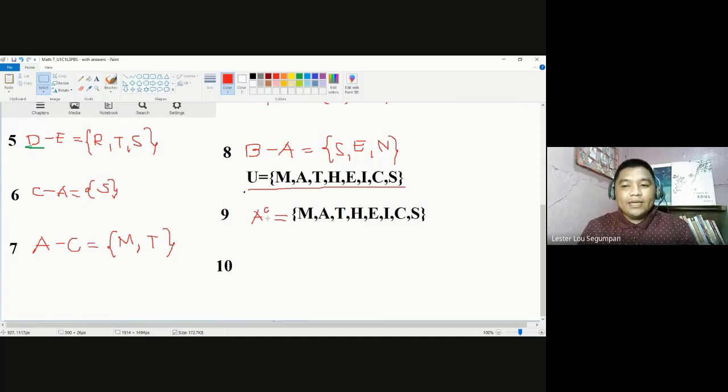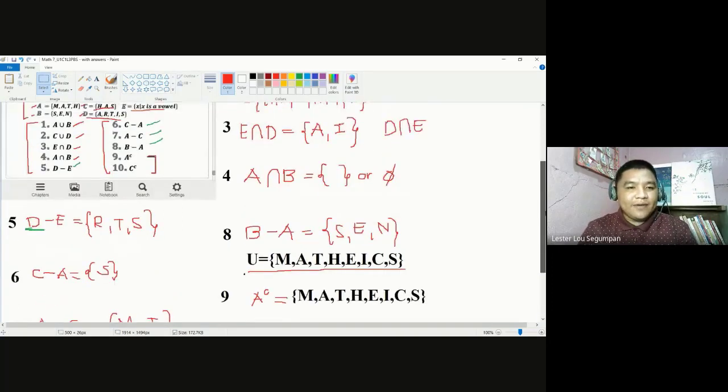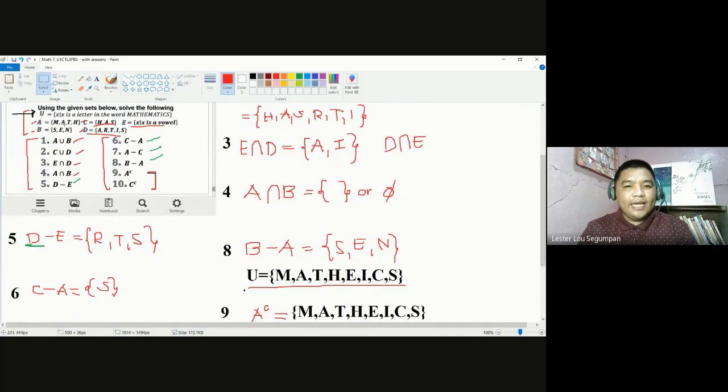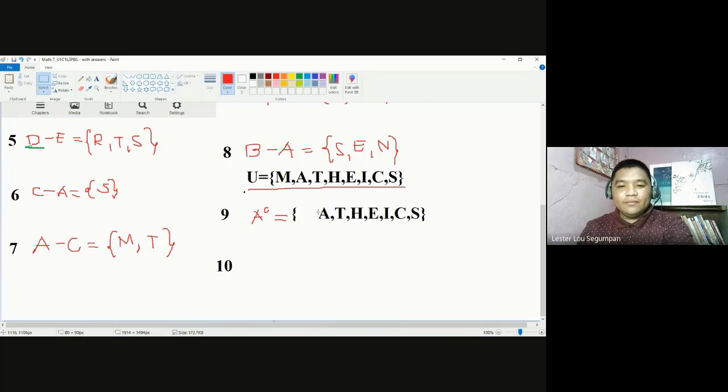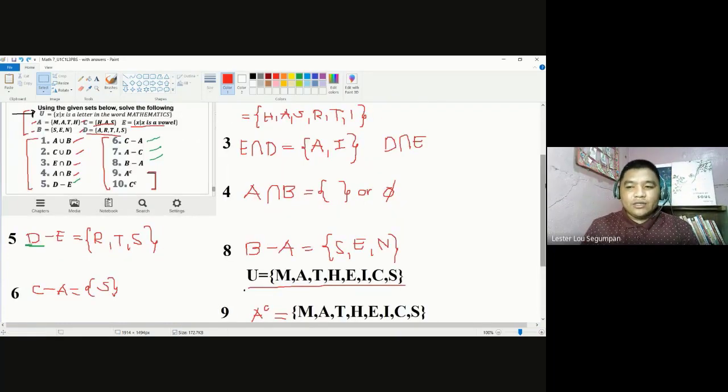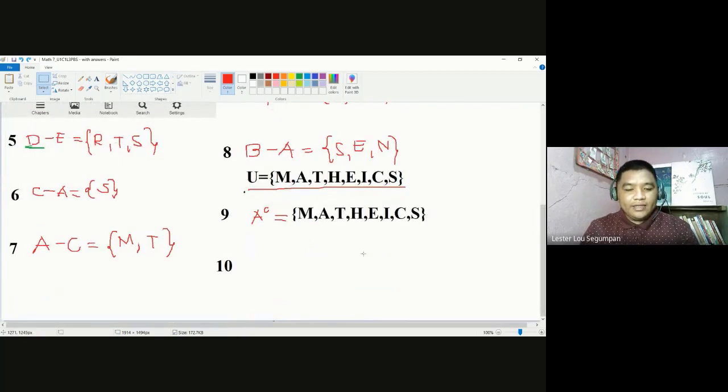For A complement, remove those elements that can be found in A, which are M, A, T, and H. As we remove them, simply erase. M, A, T, and then H, because these are the elements that can be found in the given set A. Again, look at set A: MATH. So remove the M, A, T, and H. So our answer would just contain the elements E, I, C, and S.